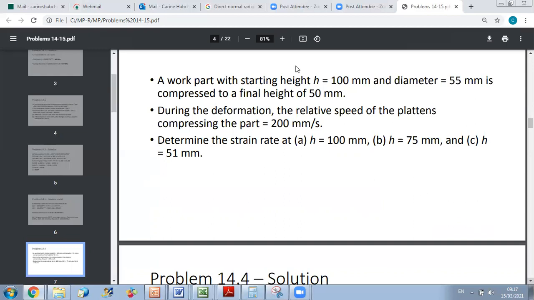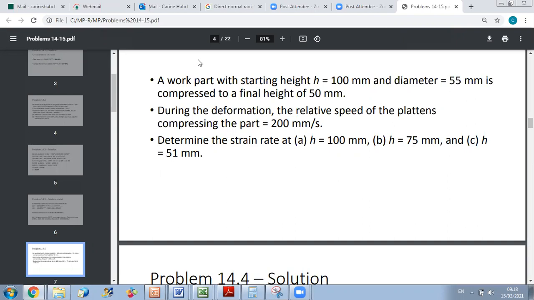Now, a work part with starting height of 100 millimeter and diameter of 55 millimeter is compressed to a final height of 50 millimeters. During the deformation, the relative speed of the two plates compressing the part is 200 millimeter per second. Determine the strain rate at a height of 100 millimeter, 75 millimeter, and 51 millimeter.